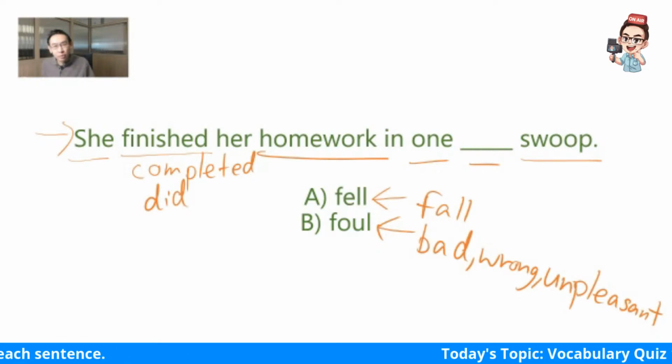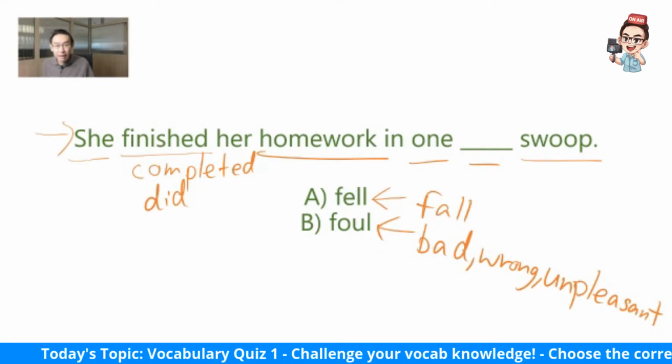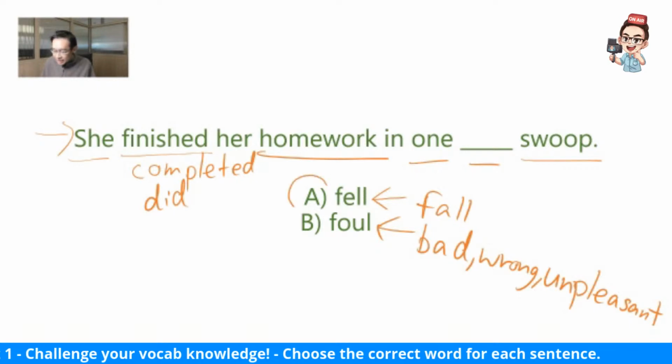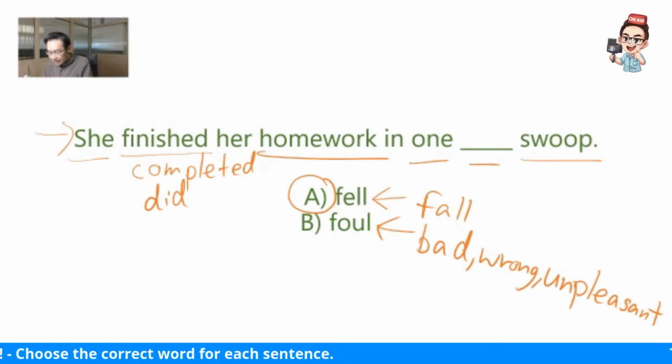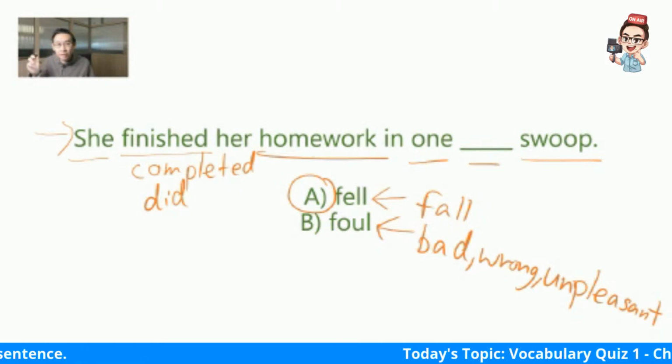So which one is appropriate? Is it foul, which means bad, or fell, which is the past of fall? Well, like what I've said, this is a phrase. So the correct answer is actually A. So congrats to those who answered A, okay? She finished her homework in one fell swoop.